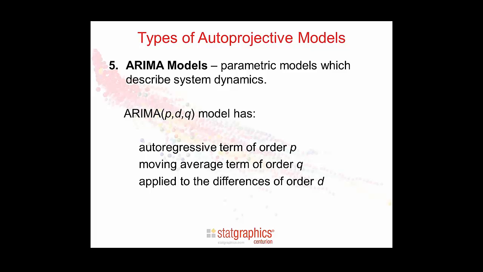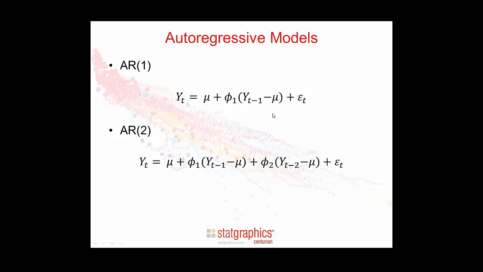ARIMA models are parametric models which basically describe the system dynamics. They look back into the past and try to capture the correlations, the dynamics that occur over time. A basic ARIMA model is normally referred to as an ARIMA PDQ model. It's a model which has an autoregressive term of order P, a moving average term of order Q, and is applied to the differences of order D.